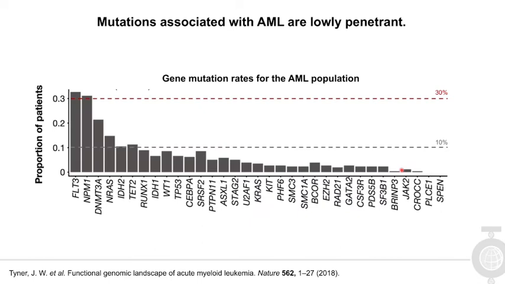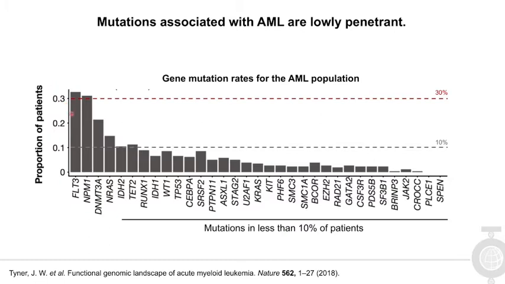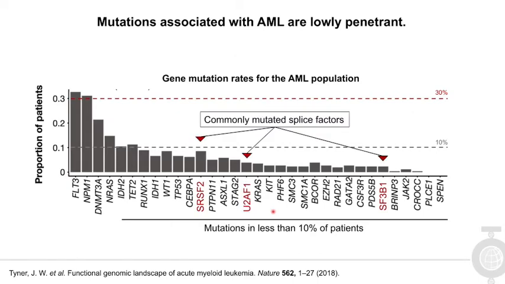Mutations in the FLT3 tyrosine kinase are the most common, but even these are present in only around 30% of AML patients. Mutations in other genes are even less common, with most occurring in less than 10% of patients. While a few splicing factors are among the so-called commonly mutated genes in AML, these are also present in less than 10% of patients, and no common patterns of splicing dysregulation have been associated with these mutations.